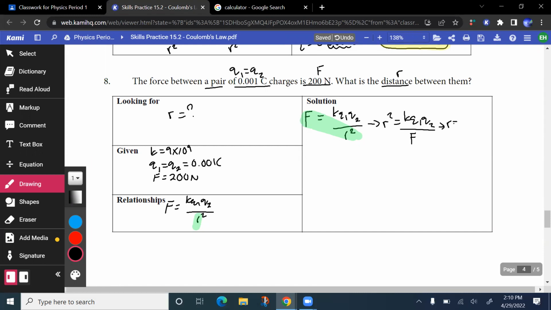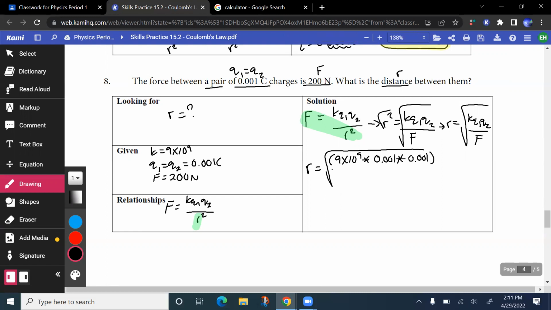Okay, your last step would be to square root both sides. So R is equal to the square root of K Q1 Q2 over F. And that's what we're plugging into right now. R is equal to, we're going to go open parentheses, K is 9 times 10 to the 9, times Q1, which was 0.001, times Q2, which was also 0.001, close parentheses, divided by force, 200 newtons.